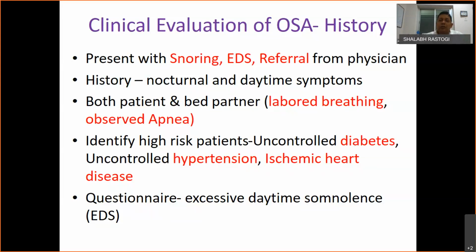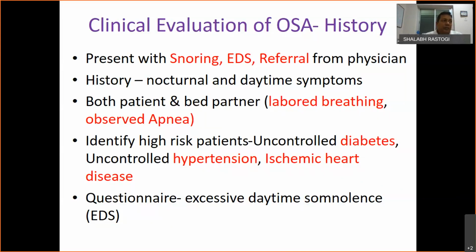You should take all the nocturnal and daytime symptoms. You should ask both the patient as well as the bed partner for the history, especially the bed partner, for witnessed episodes of apnea and labored breathing. You have to identify high-risk patients like uncontrolled diabetes mellitus, uncontrolled hypertension, or ischemic heart disease, because in such patients this OSA might be fatal. So you have to segregate such patients and give them proper treatment.